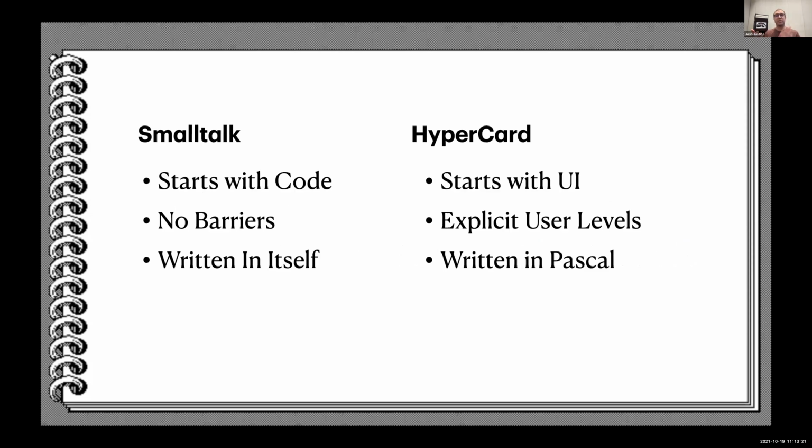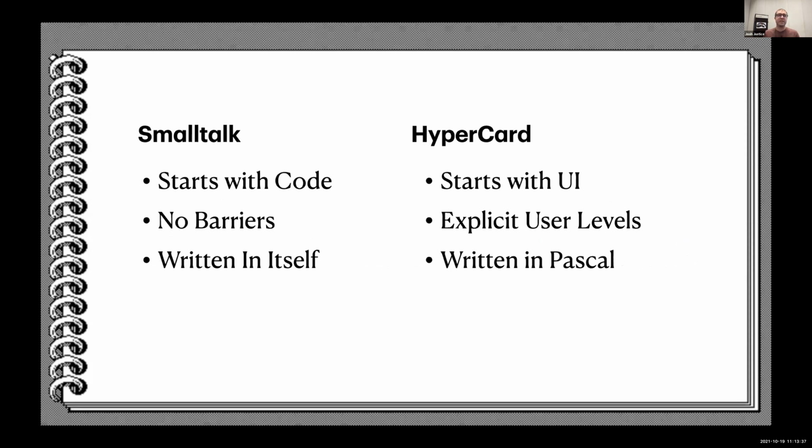In Smalltalk, you start with the code. You're always sending a message to an object, and that's where the UI and anything else that you need comes from. In HyperCard, you start with the UI. You're dragging and dropping, you're putting buttons and fields and graphics together, and then you start adding code on top of that. So it's different.